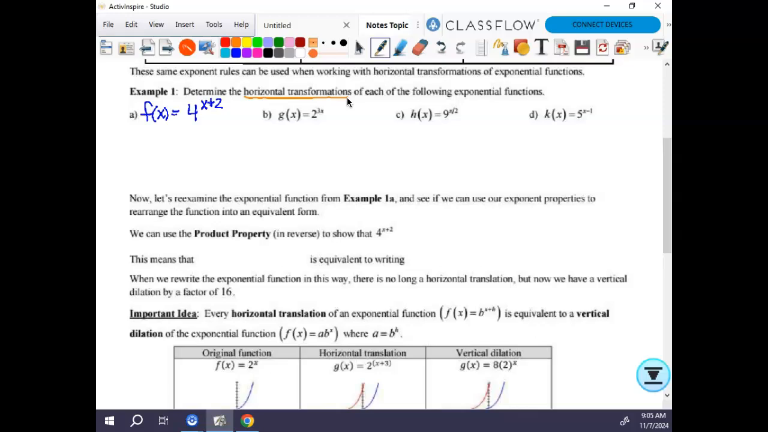And make sure you understand also that the base of the exponent, which is 4 here, 2, 9, 5, is not part of a transformation at all. That's part of the function. So all that's really happening here is that we have this x plus 2. So if I add 2 to x, I know that this is a horizontal what? What do you call it? What's the word? Translation. Thank you. Horizontal translation.